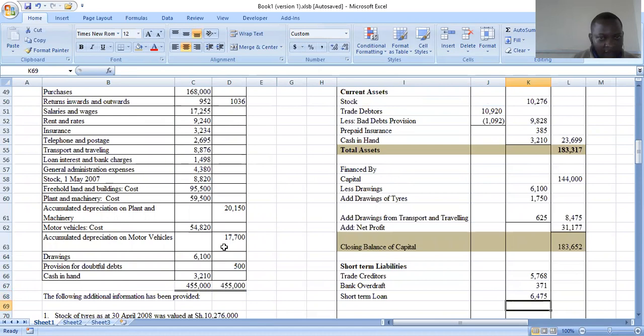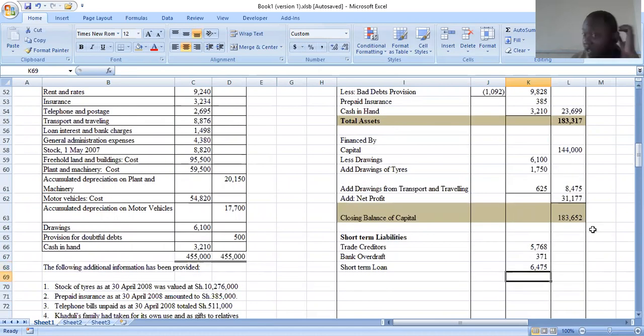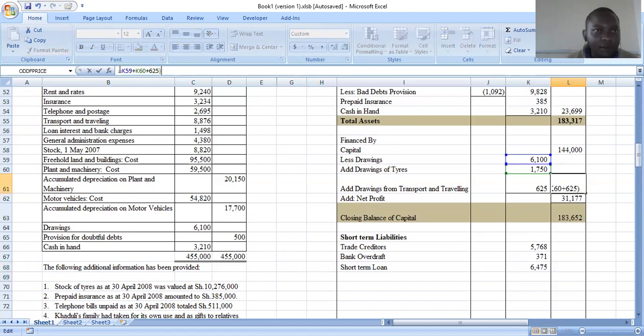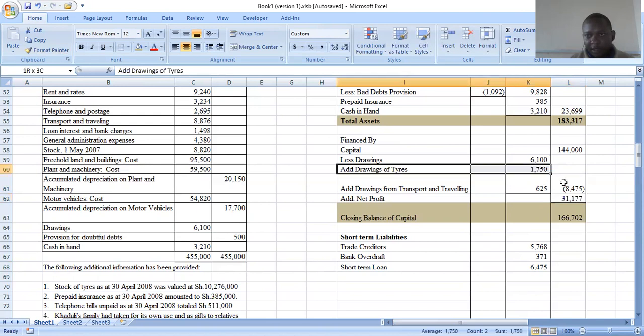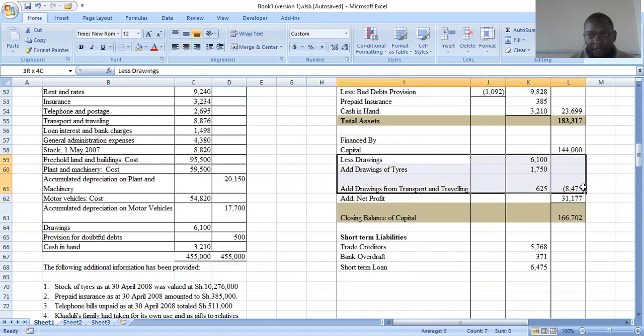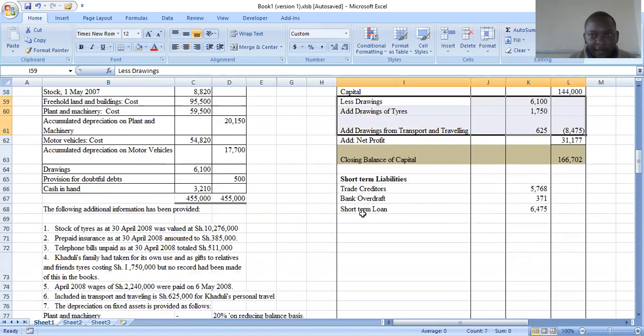Any other current liability? Oh, drawings, I should have deducted drawings. Yeah, drawings should have been deducted. I added. Am I alone? Oh, we are together. Okay, drawings should have been deducted. Nilikuwa nimekosea. 8475.